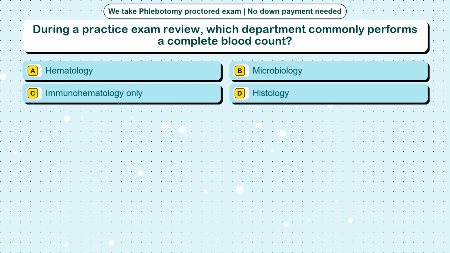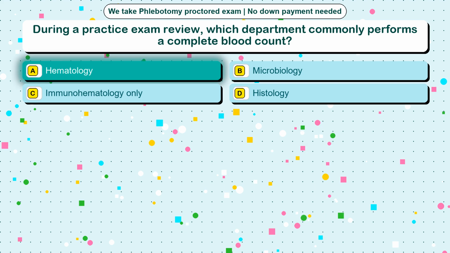Question 22. During a practice exam review, which department commonly performs a complete blood count? Option A, hematology. Option B, microbiology. Option C, immunohematology only. Option D, histology.